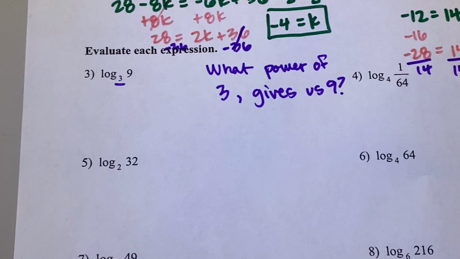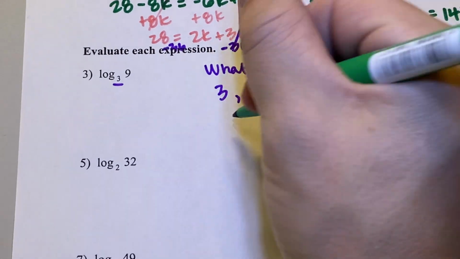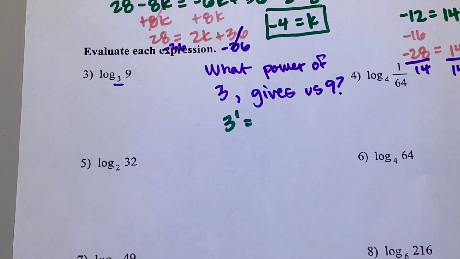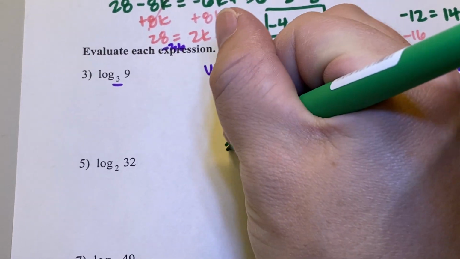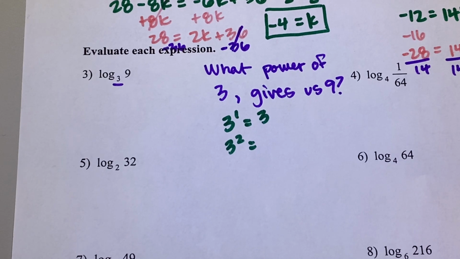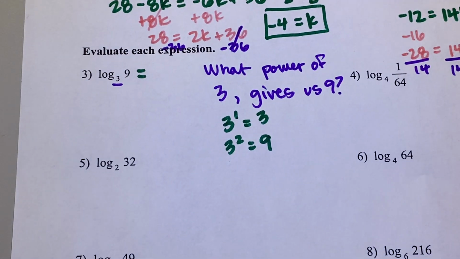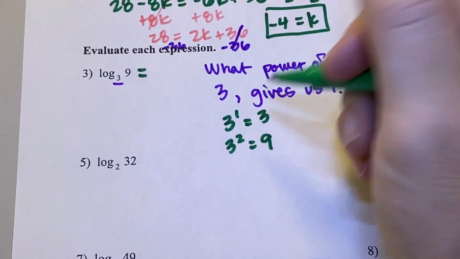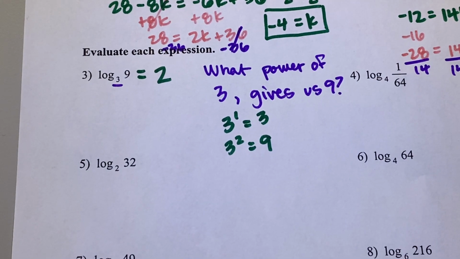Is it 3 to the first power? No, that would be 3. Let's write that down. 3 to the first. What is 3 to the first? Just 3. What is 3 to the second power? 3 squared. 3 times 3 is 9. So what is our answer here? It was 2. What power of 3 gives us 9? 2. 3 squared gave me 9.